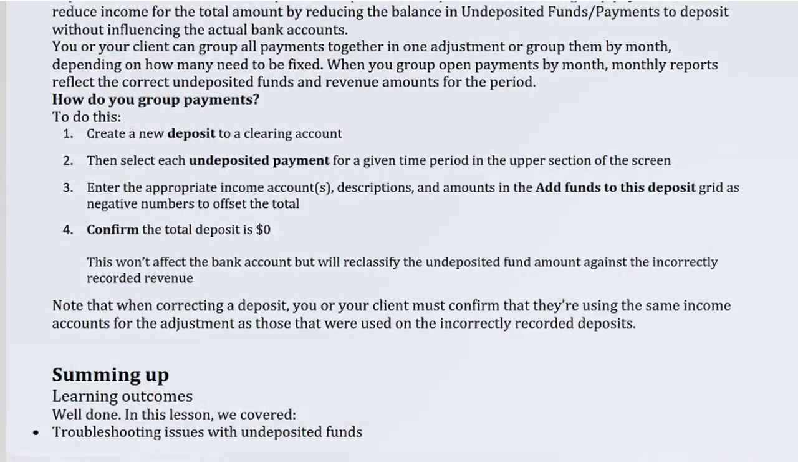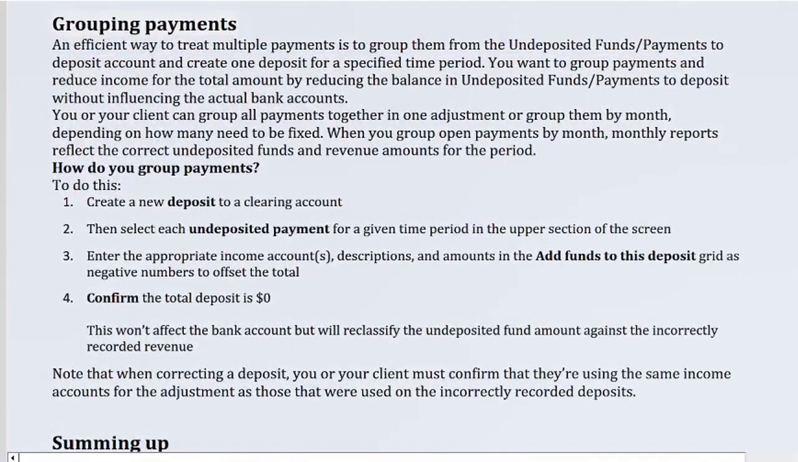Grouping payments. An efficient way to treat multiple payments is to group them from the undeposited funds/payments to deposit account and create one deposit for a specified time period. You want to group payments and reduce income for the total amount by reducing the balance in undeposited funds/payments to deposit without influencing the actual bank accounts. You or your client can group all payments together in one adjustment or group them by month, depending on how many need to be fixed. When you group open payments by month, monthly reports reflect the correct undeposited funds and revenue amounts for the period.